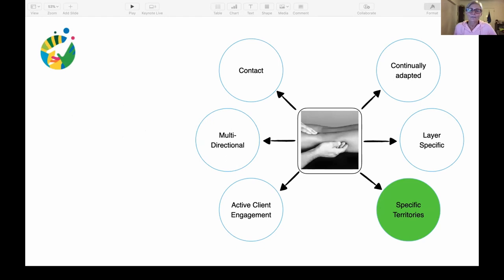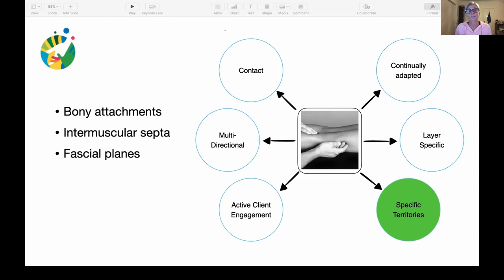So the other area that we're going to share with you is with regards to specific territories. We know other professions use the term myofascial release. Well, we want to be a little bit more specific and identify the territories within the myofascia that we work. So some of these are the bony attachments, like the rami of the ischial tuberosities, the intermuscular septa, as I've already mentioned, for instance, between the adductors, or fascial planes, like the superficial back line.